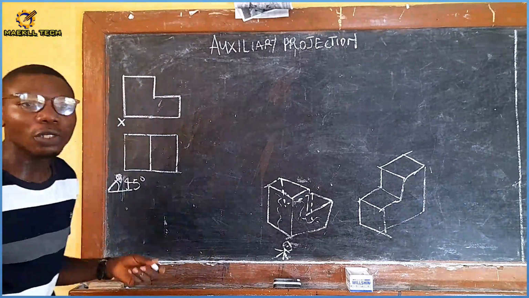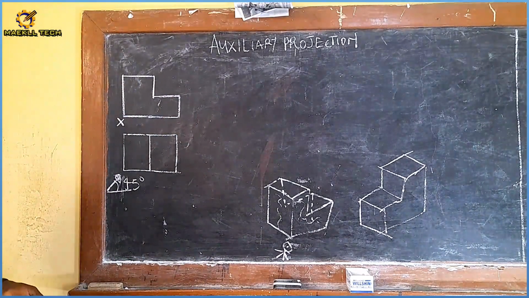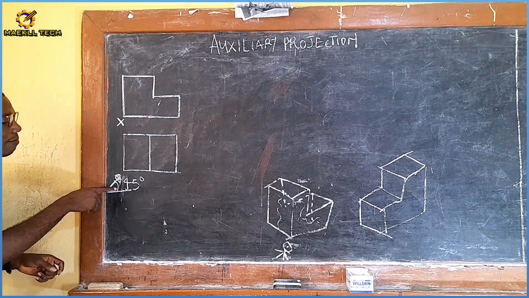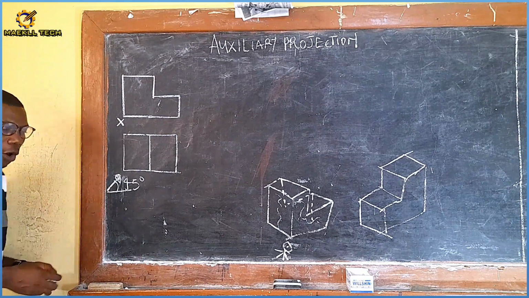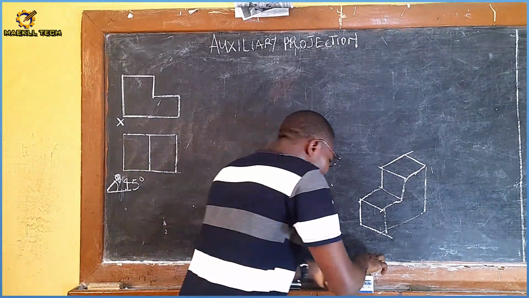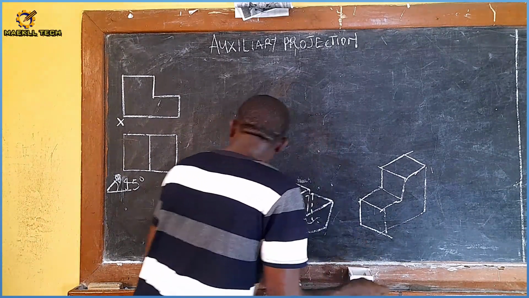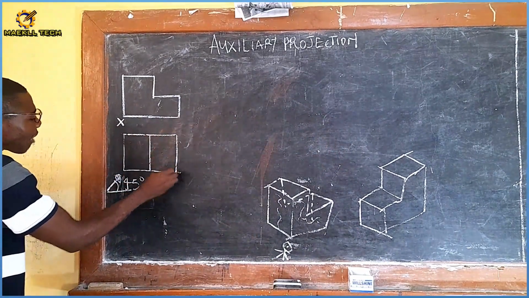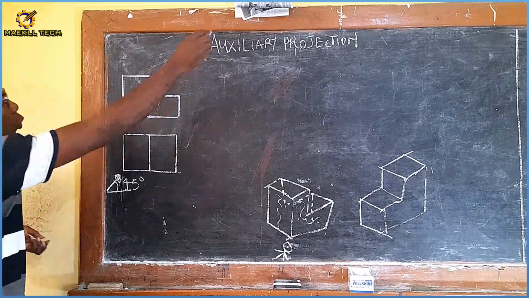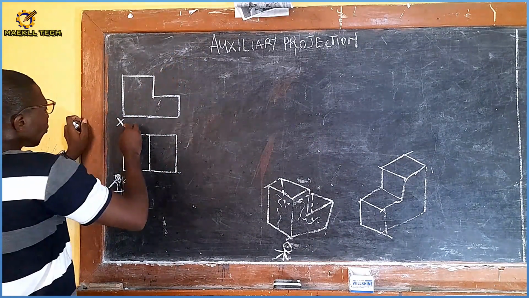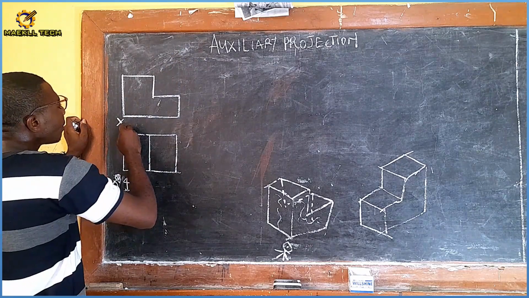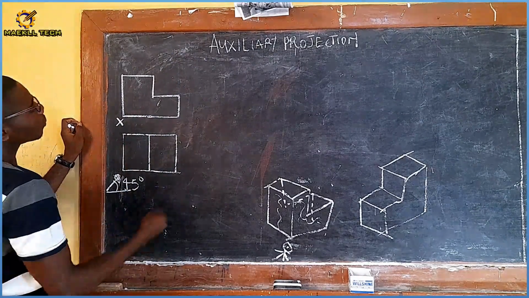Now, how do I produce the auxiliary elevation on this object here? How do I produce it? So since my projection is at angle 45 degrees, all I am going to do is project every corner, every junction I have on my plan at what? At 45 degrees towards the top, towards that direction. So with my T-square and set square, do it on your paper. Okay, you can give this any dimension on your paper and just try it out.